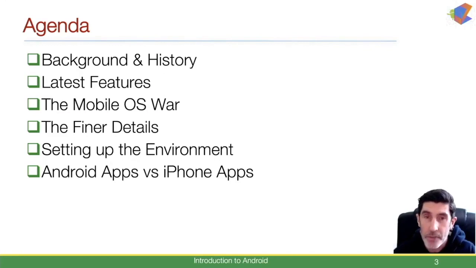So what I want to do today is look at the following. We'll have a quick look at the background and history of Android. We'll look at some of the latest features and the latest versions of Android that are now available. Just make some comparisons between the main competing operating systems, which are Android and iOS. And then in part two, look a little bit more into the detail under the hood, the structure of Android, and some of the stuff that you need to know about in terms of setting up the environment. And then finally, again, a comparison in terms of installation and usage of Android apps versus iPhone apps, okay?